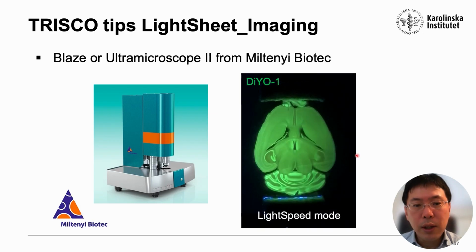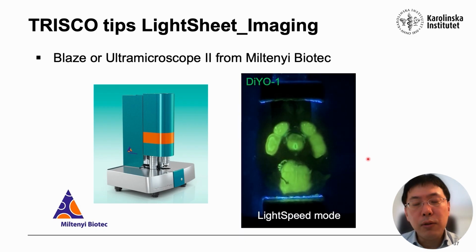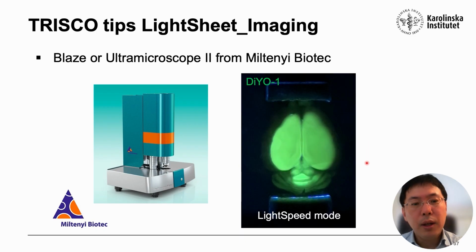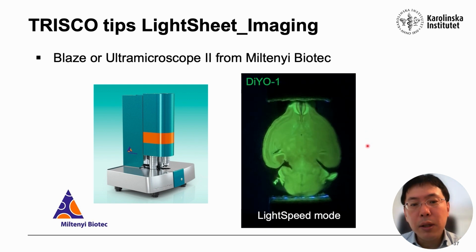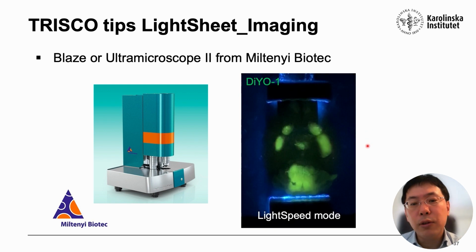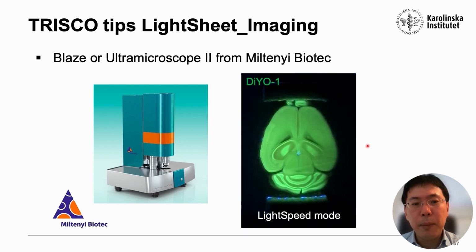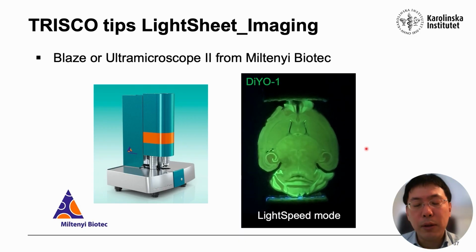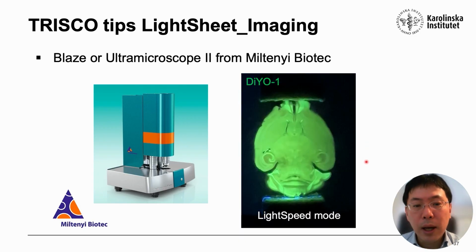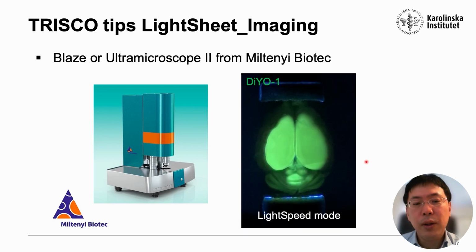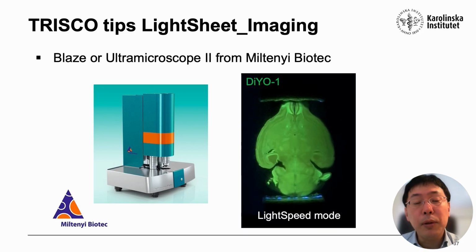Here you can see a real scanning example of a TRISCO cleared brain being imaged using the Blaze system. This scan is performed using light sheet mode, a rapid imaging method that enables high-resolution 3D acquisition of the whole brain in approximately 10 minutes per channel at 1x magnification. For researchers working with large tissues such as rat brain, the Blaze system is essential due to its speed and deep imaging capability.